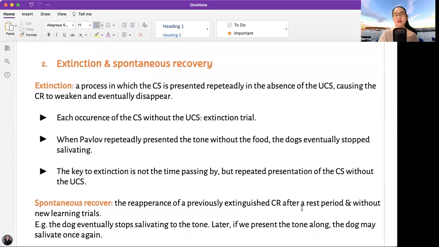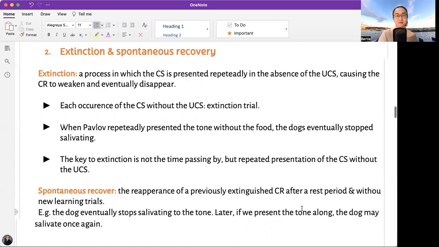Extinction and spontaneous recovery. Extinction, a process in which the CS is presented repeatedly in the absence of the UCS, causing the CR to weaken and eventually disappear. Each occurrence of the CS without the UCS is an extinction trial. When Pavlov repeatedly presented the tone without the food, the dogs eventually stopped salivating. The key to extinction is not the time passing by, but repeated presentation of the CS without this UCS.